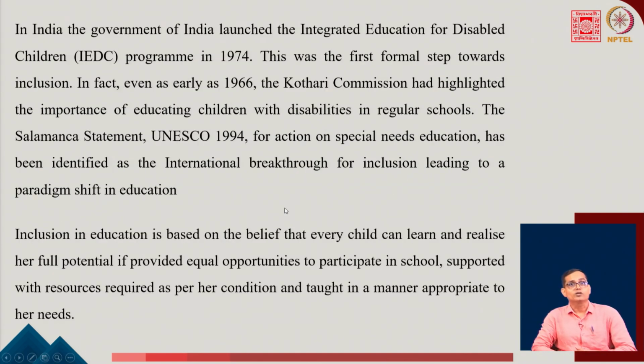In India, the Government of India launched the Integrated Education for Disabled Children program in 1974, and this was the first formal step towards inclusion. In fact, even as early as 1966, the Kothari Commission highlighted the importance of educating children with disabilities in regular schools. The Salamanca Statement and Framework for Action, UNESCO 1994, on special needs education has been identified as the international breakthrough for inclusion, leading to a paradigm shift in education.